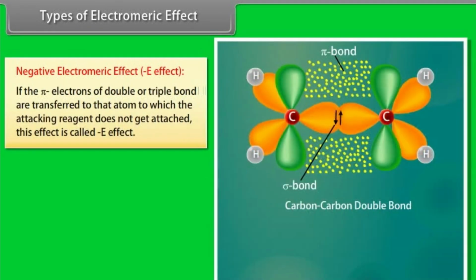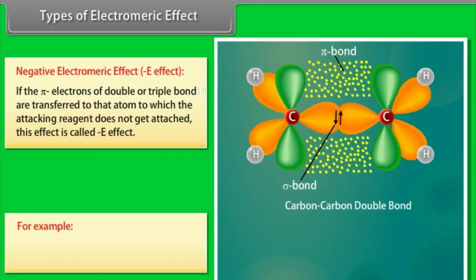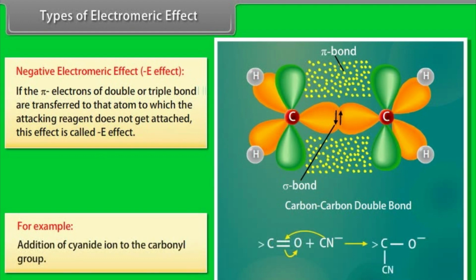Negative electromeric effect, negative E effect. If the pi electrons of a double or triple bond are transferred to that atom to which the attacking reagent does not get attached, this effect is called negative electromeric effect. For example, addition of cyanide ion to the carbonyl group.